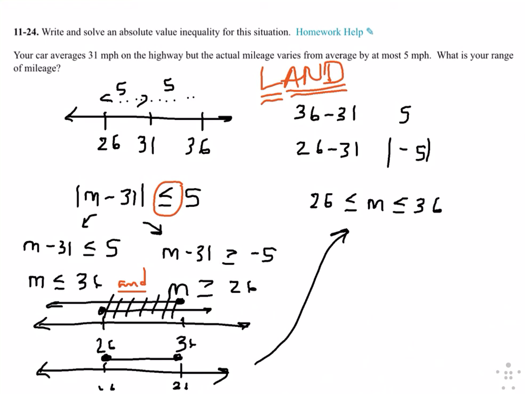And then the final inequality we would write as that in concatenated form, or we would leave it as m is less than or equal to 36 and m is greater than or equal to 26. Either way is fine.